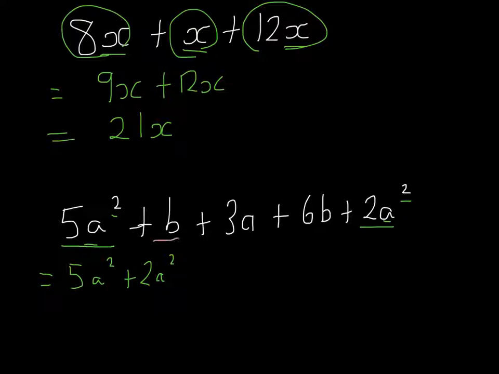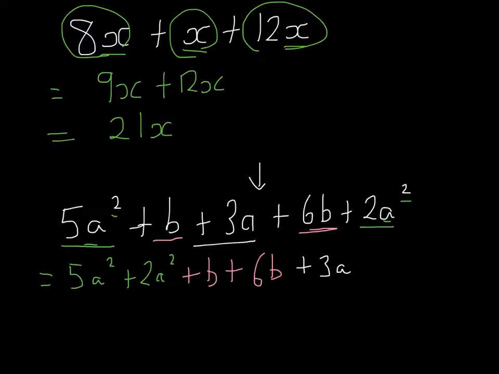Next part, there's a b, no power. Are there any other b's? There's 6b over here. So let's put those two next to each other. Last term left we have is 3a. There is nothing that is the same as 3a. Yes, there are other a's, but they're not like because this one has no power. The other ones have a power of 2 or an index of 2.